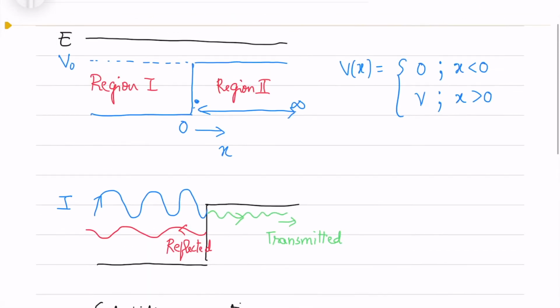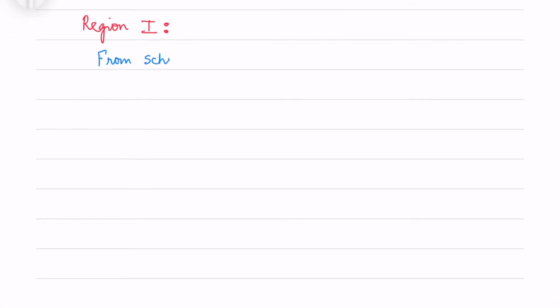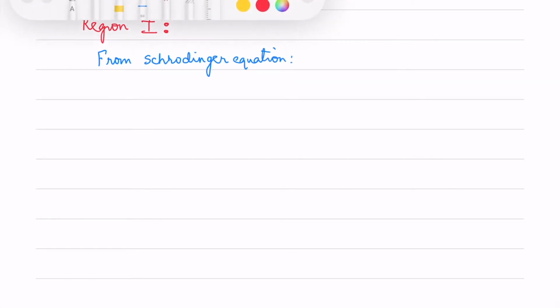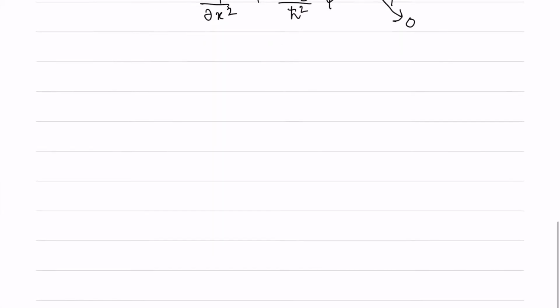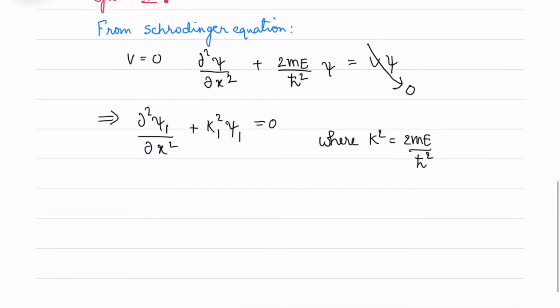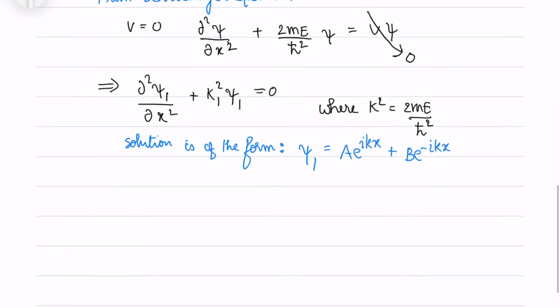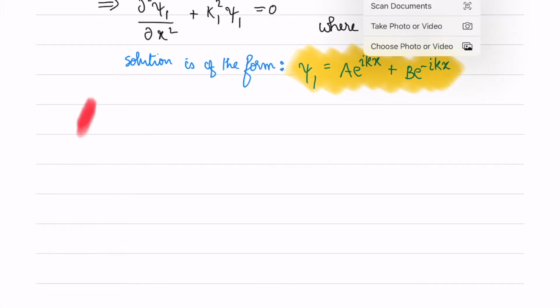So in region 1 we have two waves. From the Schrödinger equation we have the potential V is 0 for this region 1, and the Schrödinger equation becomes a simple differential equation. So we will solve this differential equation. The solution is of the form A e power ik1x plus B e power minus ik1x. So this is the first wave function in region 1.